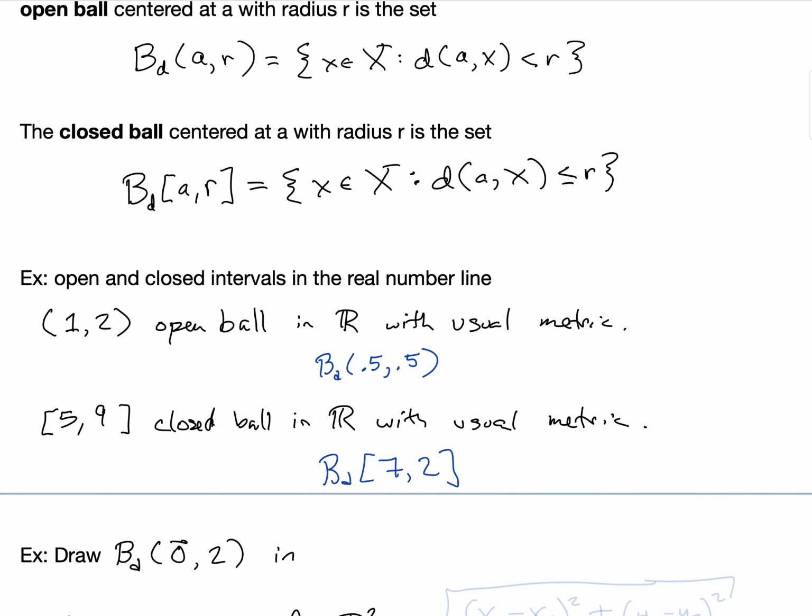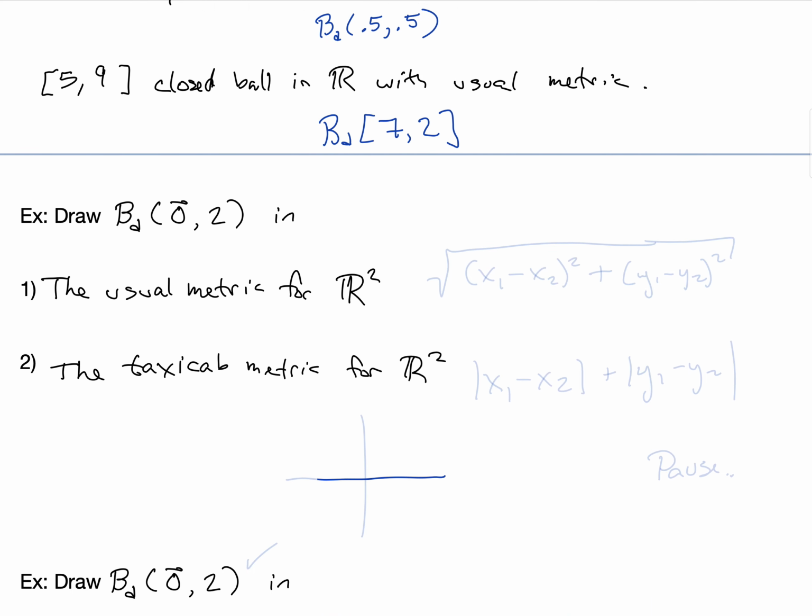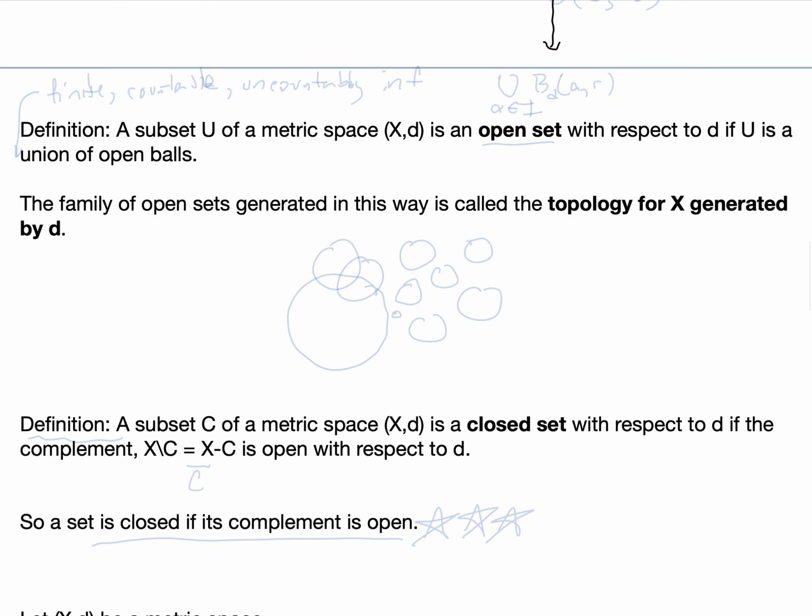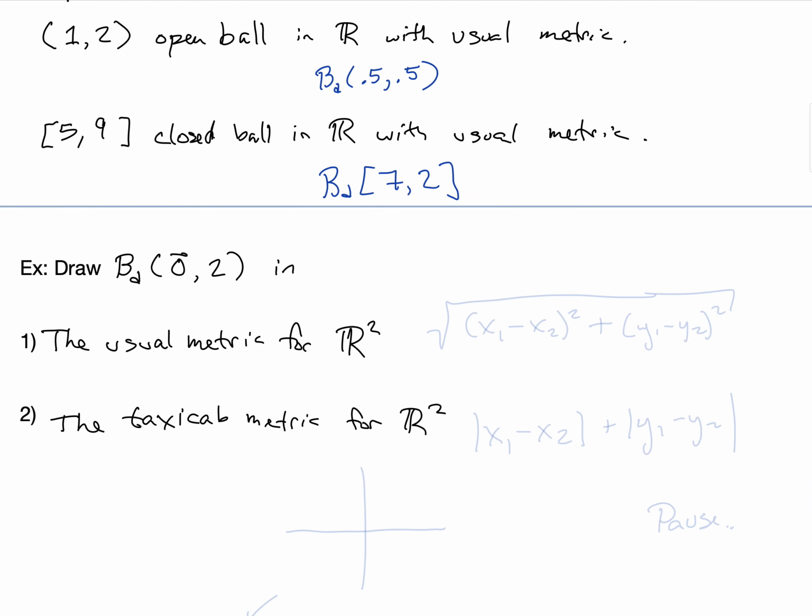Now I would like you to draw some, in this case, open balls for the usual metric for R squared and the taxicab metric for R squared. Just remember this usual metric is the square root of the subtraction of the x coordinates squared plus the y coordinates squared. It is the distance between 2 points (x1, y1) and (x2, y2). And the taxicab metric is given by the sum of the differences in the x coordinate and the y coordinate.